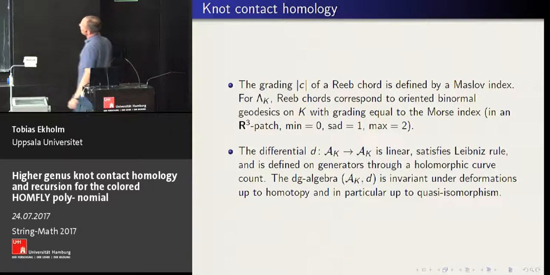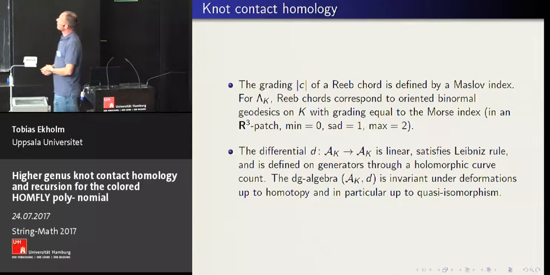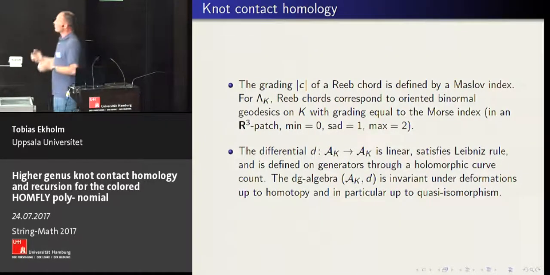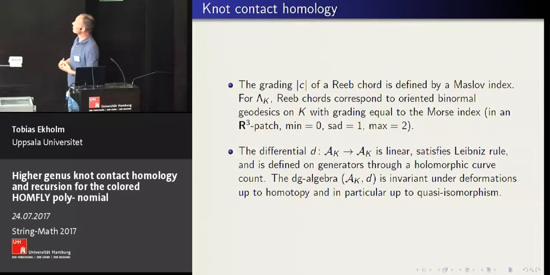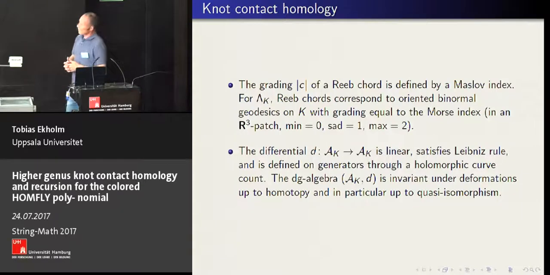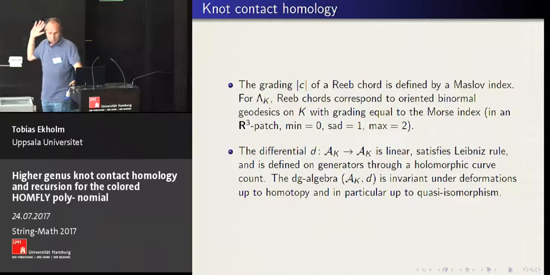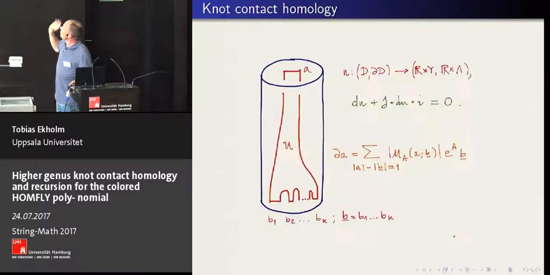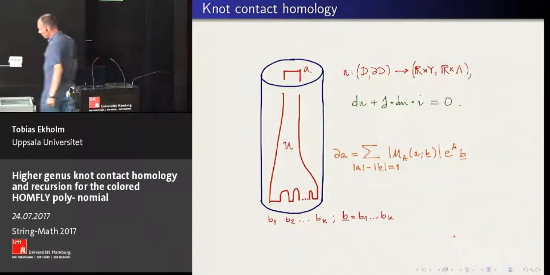So the main point with this algebra is, of course, the differential, and I will explain it next. So it's an algebra differential, so that means that you just need to define it on generators and then extend it by Leibniz rule. And okay, so the resulting algebra is invariant under deformations like isotopies and choice of certain data. But let's look at what the differential looks like. So this is a picture of the differential.